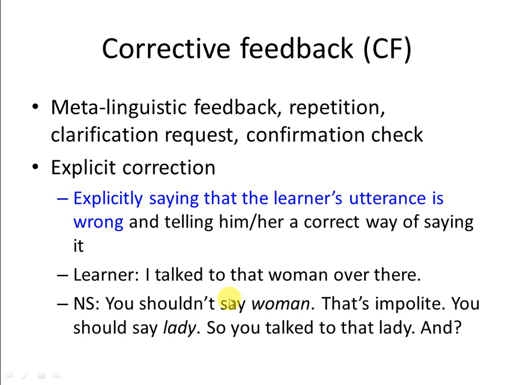So this native speaker is explicitly saying that there is something wrong with this utterance. And also this native speaker provided a better way or more appropriate way of saying the same thing, which is this. So this is an example of explicit correction.